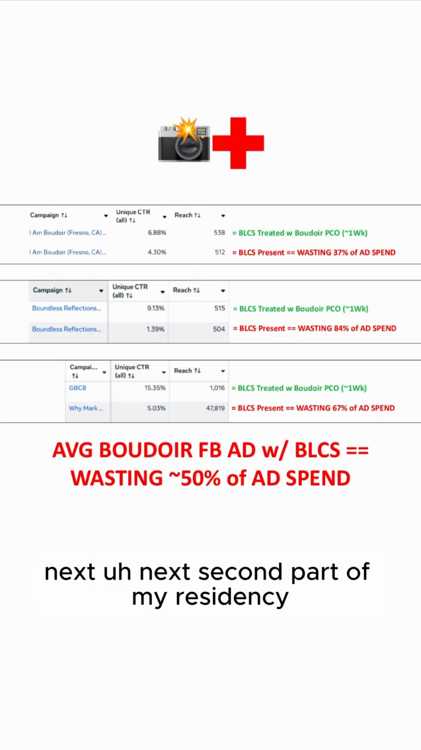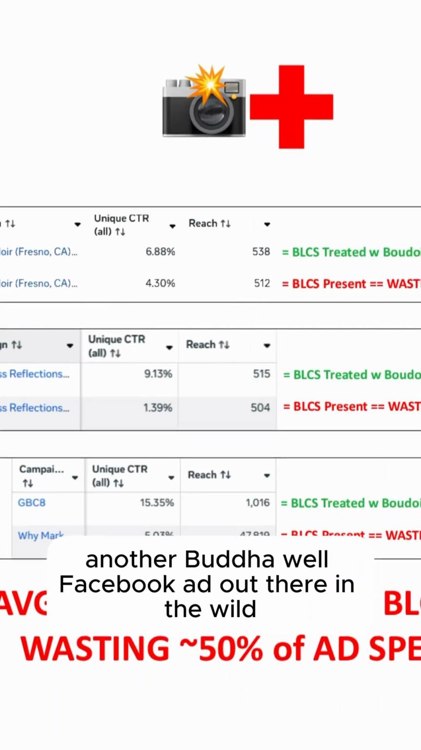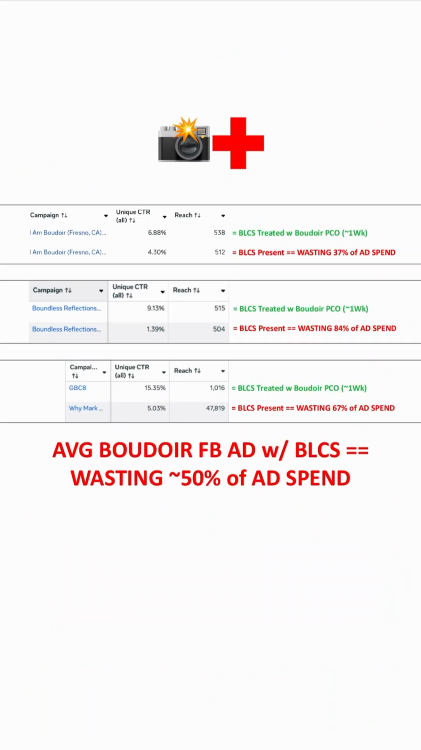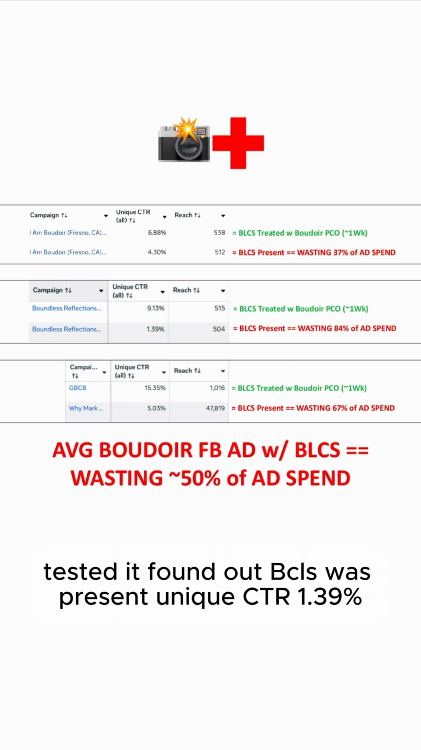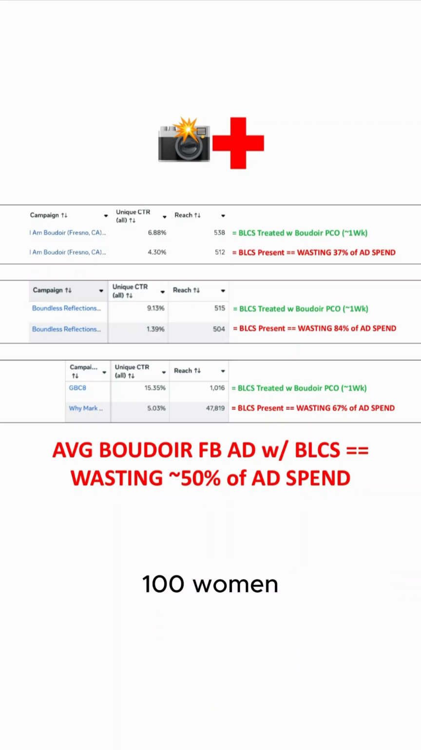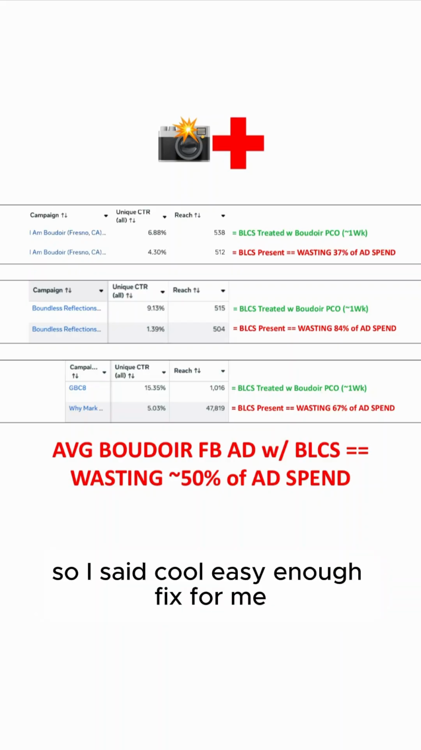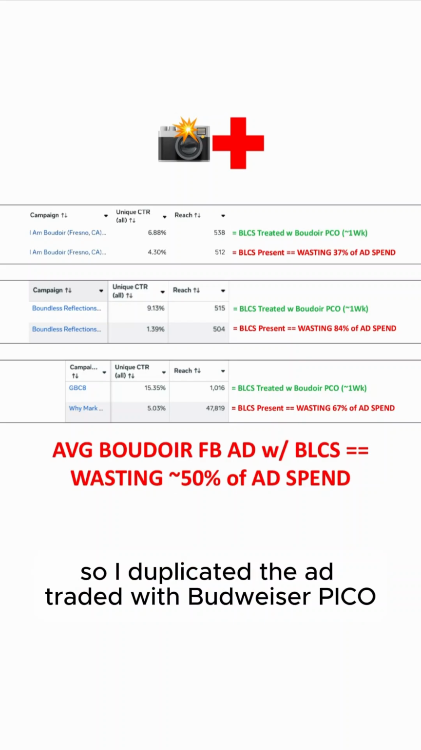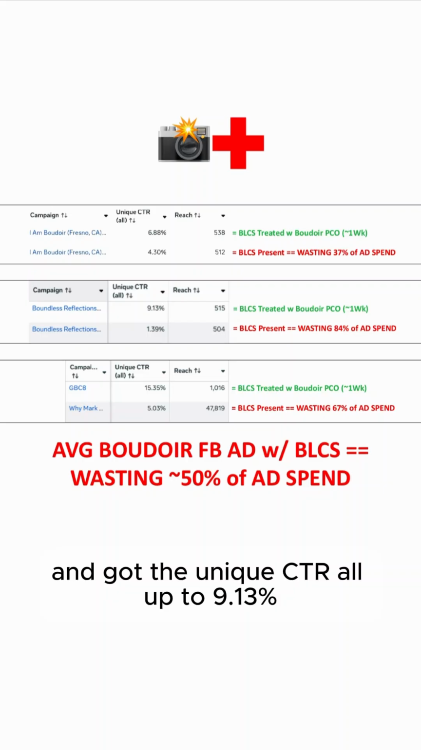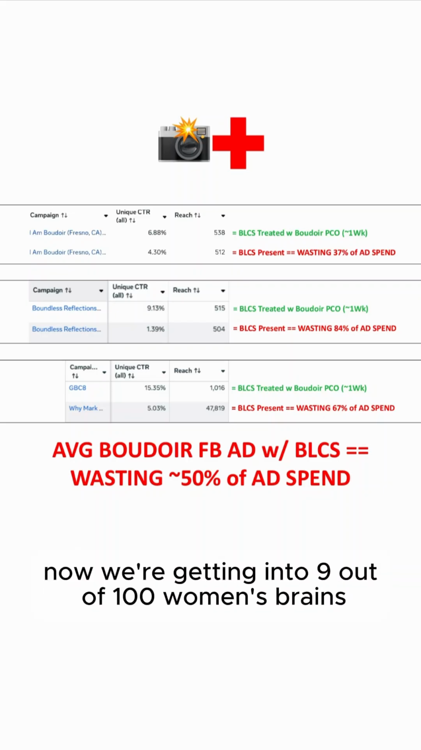Next, second part of my residency, I found another Boudoir Facebook ad out there in the wild, brought it back to the hospital, ran it, tested it, found out BLCS was present, unique CTR 1.39%. So their ad was only getting into like 1.5 out of 100 women's brains. So I said, cool, easy enough fix for me. So I duplicated the ad, treated it with Boudoir Pico, took about a week, and got the unique CTR up to 9.13%. So basically, instead of their ad getting into 1.5 out of 100 women's brains, now we're getting into 9 out of 100 women's brains.